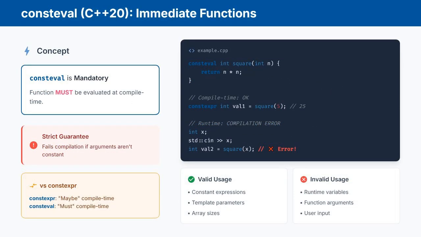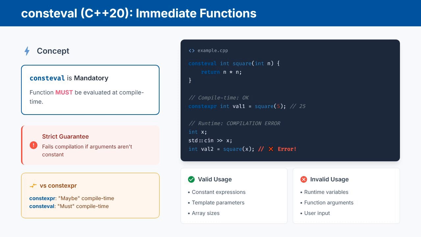Now let's look at consteval, introduced in C++20. This creates what we call immediate functions. Unlike constexpr, consteval mandates compile time evaluation. There's no option for runtime evaluation. If the compiler can't evaluate a consteval function at compile time, it produces an error.